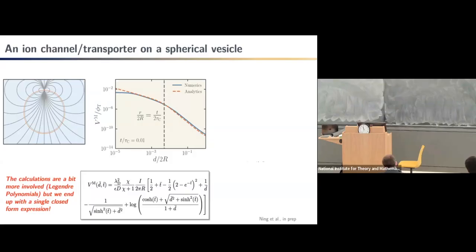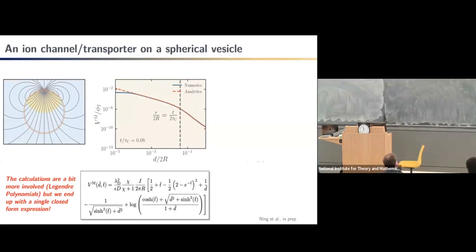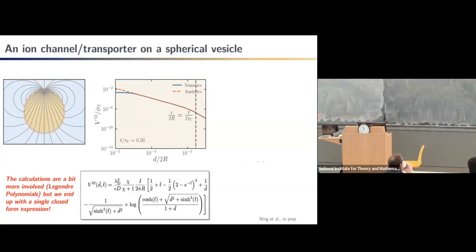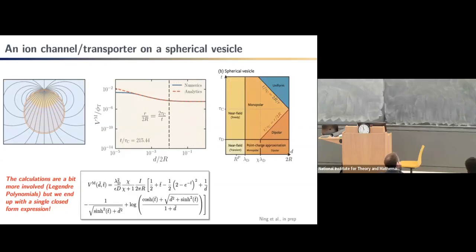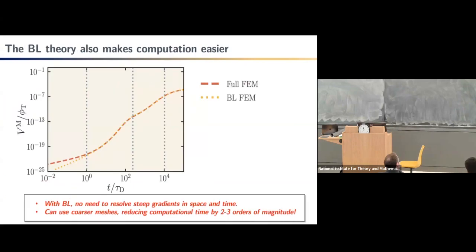I just want to quickly flash that all of this is for a flat geometry. What if you have a spherical vesicle, and you have a transporter on the vesicle? Of course, here things become a lot more complicated, cylinder even more so. But the boundary layer theory is helpful, and we can get an expression. So Sirui Ning, the string theorist, got this formula, and it describes the behavior exactly. And what this is showing is that within this capacitive time scale, the entire cell feels the effect of the single transporter. And that's the space-time diagram.